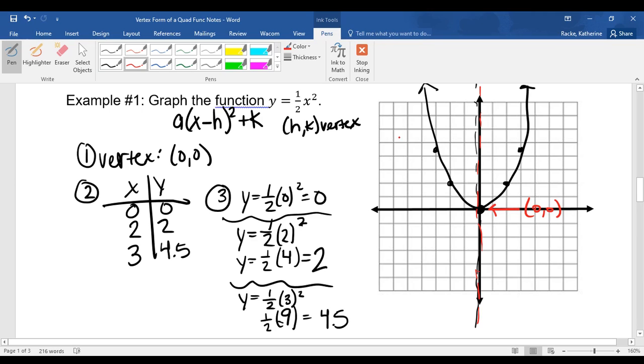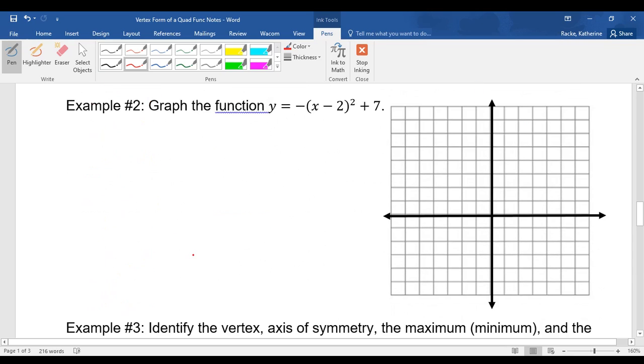Your domain would be negative infinity to infinity because it keeps going. We don't know where it stops. Your range is going to be from our k value, which is 0 to infinity, okay? If it goes up, remember it's going to infinity. If it goes down, it goes to negative infinity. All right, moving on to example 2.